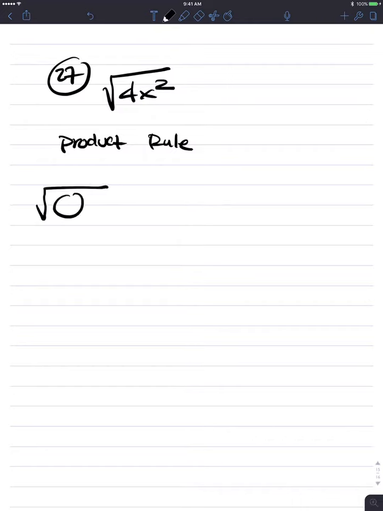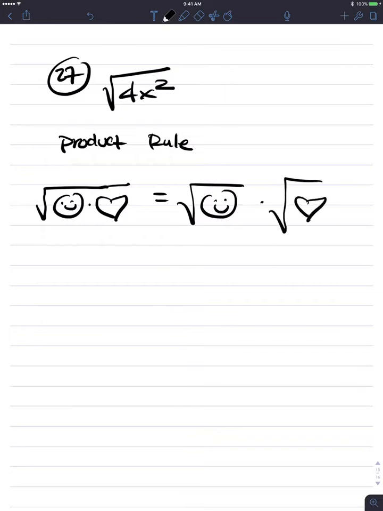27. Square root of 4x squared. Now we talked about in class what I call the product rule for square roots. Here's the product rule. The square root of a happy face times a heart is equal to the square root of a happy face times the square root of the heart.